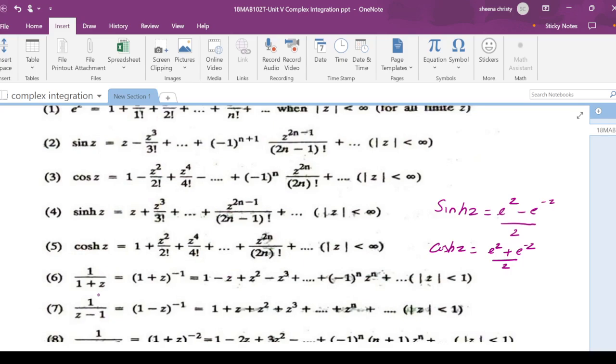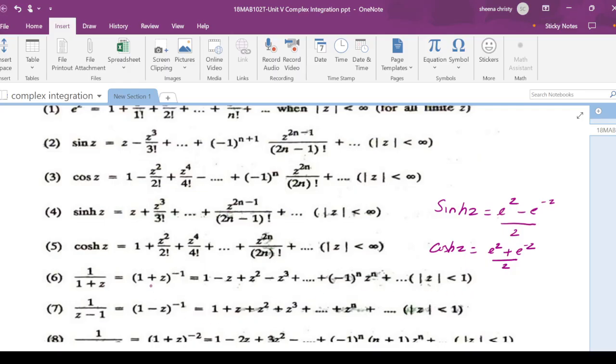Now for 1 by 1 plus z, the expansion, if you write it in the numerator, you will get 1 plus z power minus 1. By using binomial expansion, you will get 1 minus z plus z square minus z cube etc., up to minus 1 to the power n z power n, where this power series is valid in the range mod z less than 1.